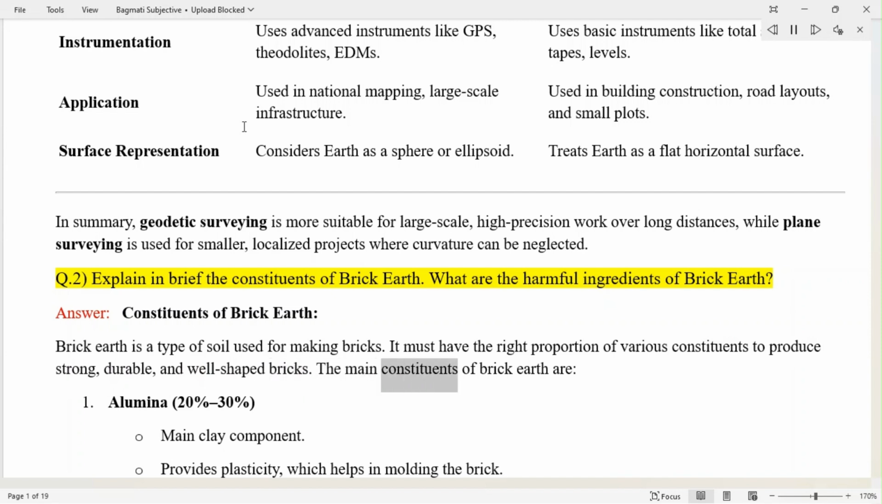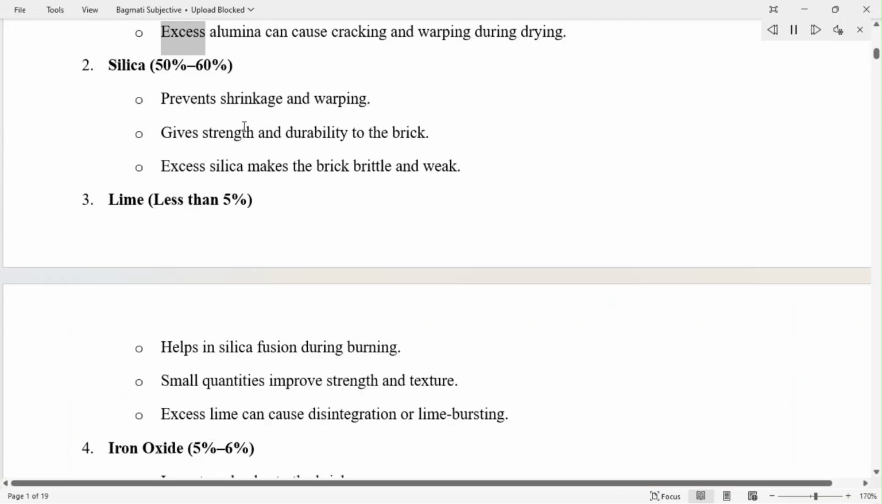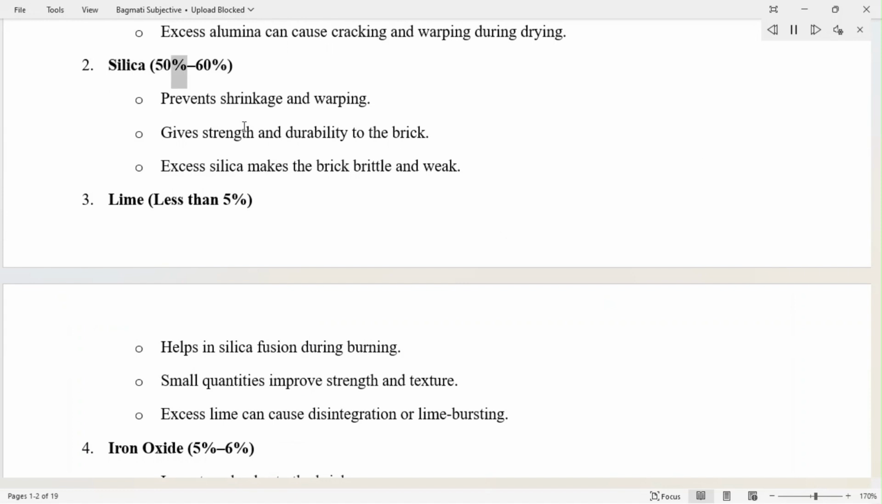The main constituents of brick earth are: Alumina, 20 to 30%. It is the main clay component and provides plasticity, which helps in molding the brick. Excess alumina can cause cracking and warping during drying. Silica, 50 to 60%. It prevents shrinkage and warping, and gives strength and durability to the brick. Excess silica makes the brick brittle and weak.